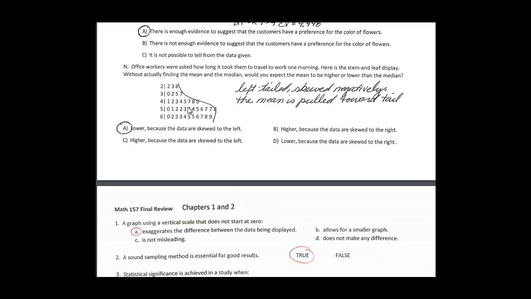So we're asked to, not actually calculate the mean and the median for all of this, but to say what would you expect? Is the mean higher or lower than the median? And we know that the mean is always pulled toward that tail, so we would expect the mean to be lower than the median because this is skewed to the left.